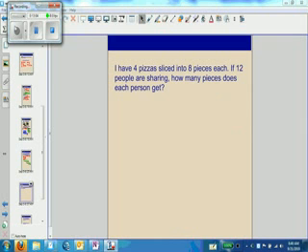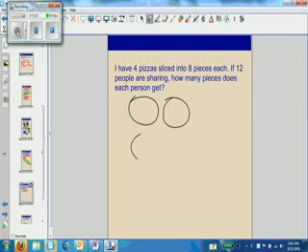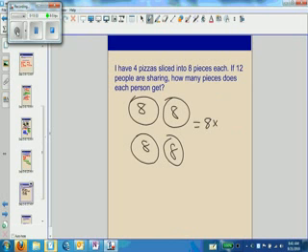I have 4 pizzas sliced into 8 pieces each. If 12 people are sharing, how many pieces does each person get? And our answer could be in a fraction. That's fine. We need, like the last problem, to figure out how many total pieces we have. So we have 1, 2, 3, 4 pizzas, and there's 8 slices in each. So our total amount, of course, is 8 times 4, which is 32. 32 total pieces of pizza.